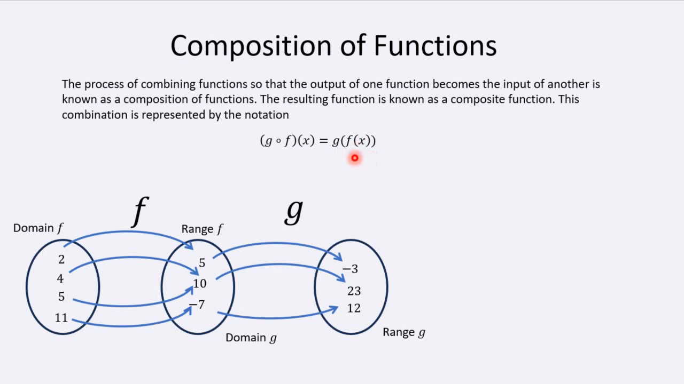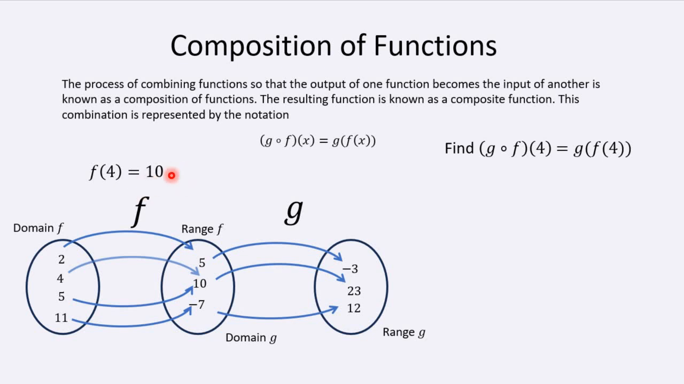So whatever we get out of f when we plug in x, we're going to use that as the input for g. For instance, if we were going to try to find g of f of 4, the first thing we would need to do is figure out what the function f assigns to a value of 4 from its domain. Well, it turns out that 4 is being assigned a value of 10. So f of 4, which is the first thing we need, is 10.